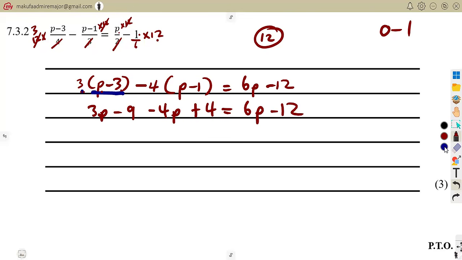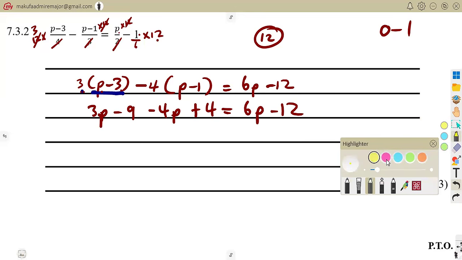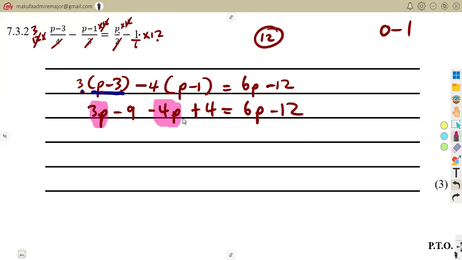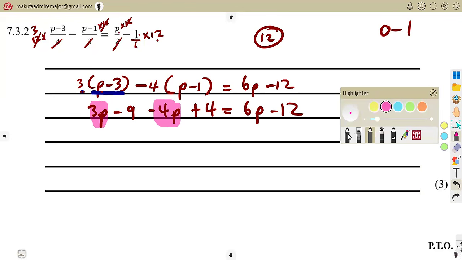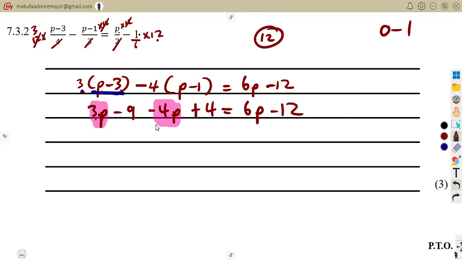We can collect the like terms from there, the terms where we have p. Let's consider what is on the left-hand side only. So that is 3 minus 4, which is minus 1p, which is the same as minus p. The numbers that are remaining: minus 9 and 4. Minus 9 plus 4, that's a negative 5, sorry, which is equal to 6p minus 12.